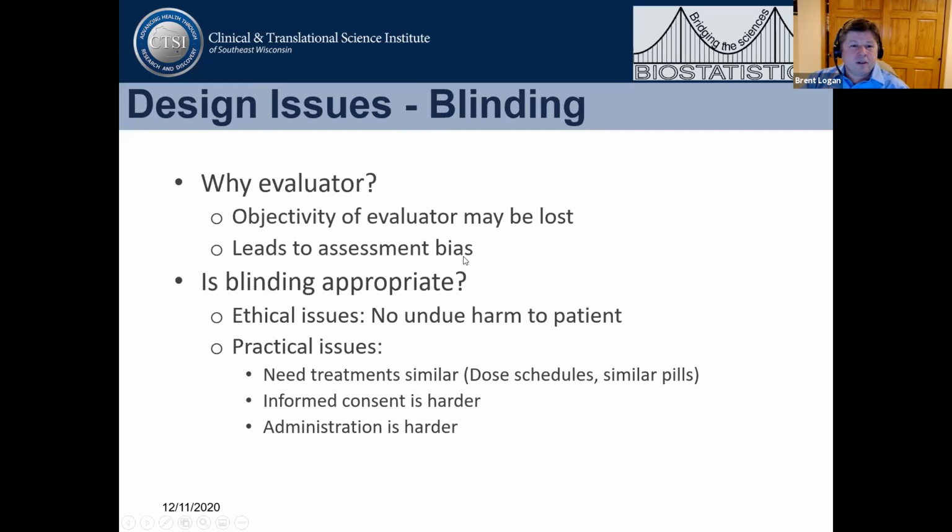The evaluator is important to be blinded as well, because their objectivity can be lost, and this can lead to assessment bias. It can be challenging to figure out whether blinding is appropriate in a study. The important ethical issue is that there's no undue harm to the patient. But there are a lot of practical issues as well. The treatments need to be similar, with similar dose schedules, similar pills, and so forth. Informed consent is harder, and administration is harder.